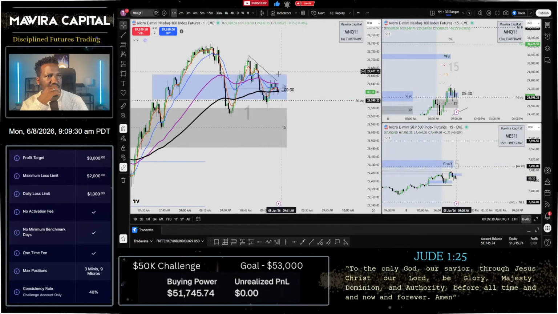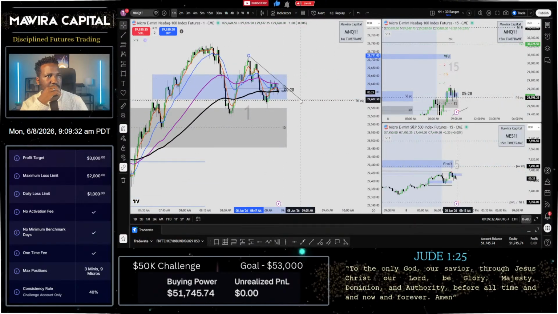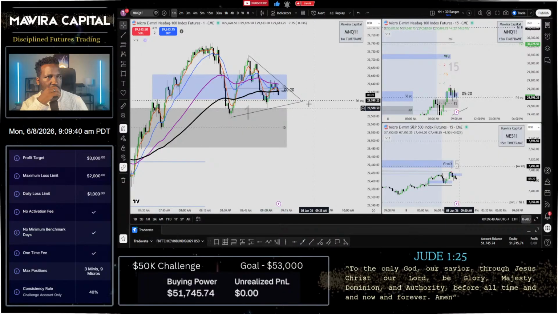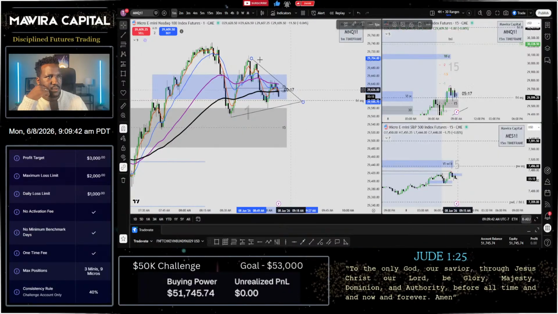All right, we have a triangle forming here. Price about to get squeezed. We know what's gonna be happening now. One side has to cave in.